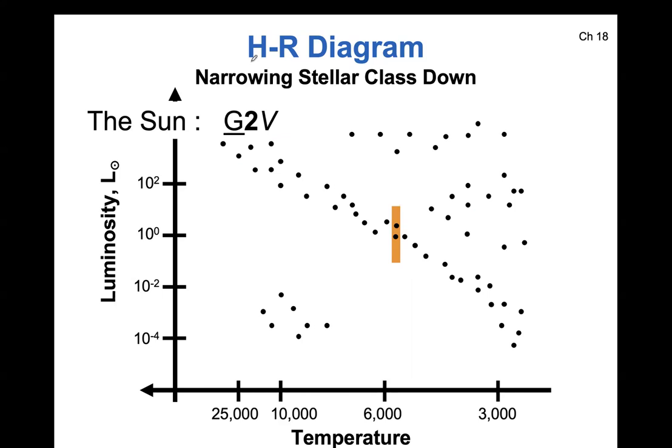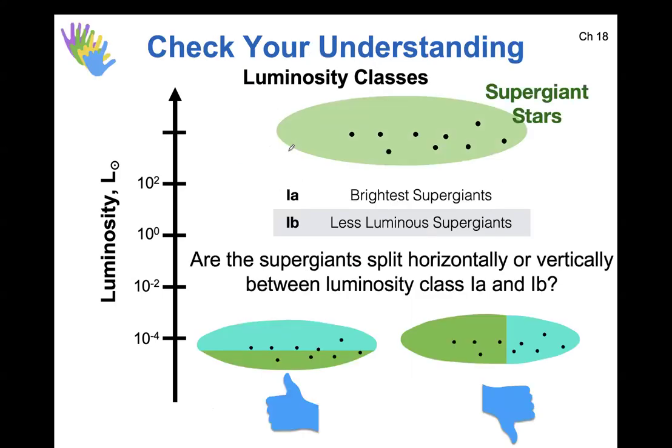All right. So then, yep, these are just the different types of giants. So are the supergiants split horizontally or vertically between luminosity class 1A and 1B? Well, they're called brightest and less luminous. So no surprise, the split is horizontal because, of course, the vertical axis is the luminosity axis. I just want to get through the last of the material here as we run out of time.